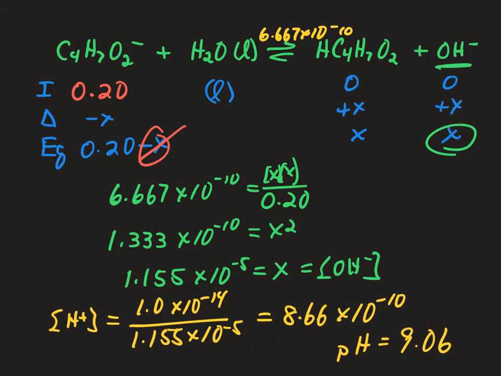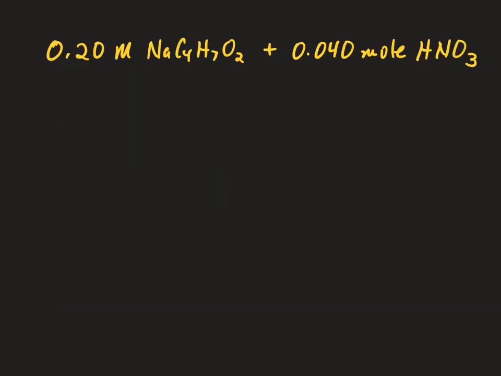Okay? So, right, reminding us how to deal with a problem where we have a basic salt in solution by itself. Now let's react some of that salt with nitric acid. Here we have our solution of our basic salt, our sodium butyrate, and we're going to add 0.04 moles of a strong acid, nitric acid.